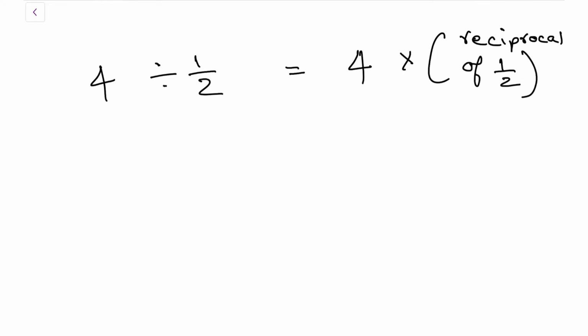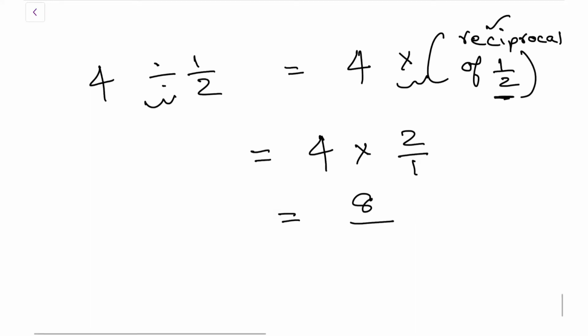All right. So let's take an example. 4 divided by 1 by 2. How do we solve this? This is the same thing as 4 into the reciprocal of 1 by 2. We use the formula and change the division into multiplication by using the reciprocal. That becomes 4 into, what is the reciprocal of 1 by 2? 2 by 1. That is 4 into 2, 8 divided by, 4 is the same thing as 4 by 1. So 8 divided by 1 into 1 is 1. That is 8. This is your answer.